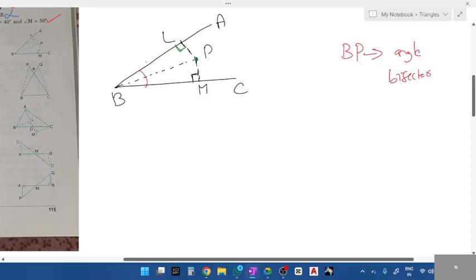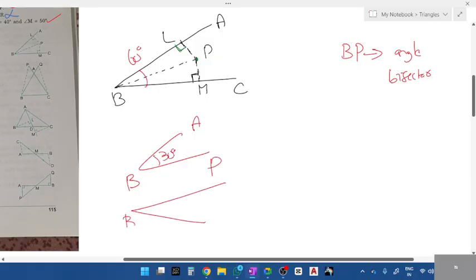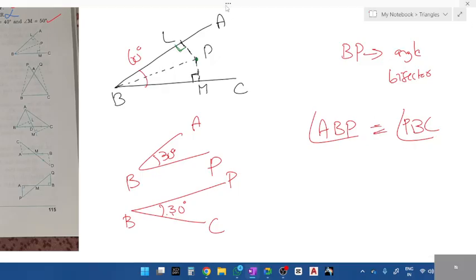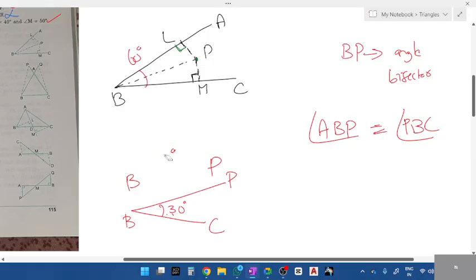If the entire angle B is 60 degrees, then what will be the value of ABP? 30. And what's the other angle if you split it into two parts? PBC. PBC also should be 30. Yes, so we have to prove that 30 and 30 are both equal. So the concept is we have to prove that ABP is equal to PBC, students. If they are equal, it is automatically known that BP is the angle bisector. If both are equal, it is obvious, right?